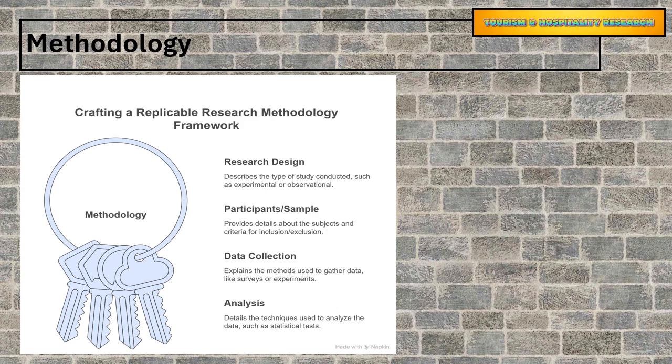Therefore, the design, which describes the type of study. For example, it could be an experimental study, an observational study, a qualitative or a quantitative study. The sampling selection or the sampling technique, which might be classified into probability and non-probability sampling techniques.